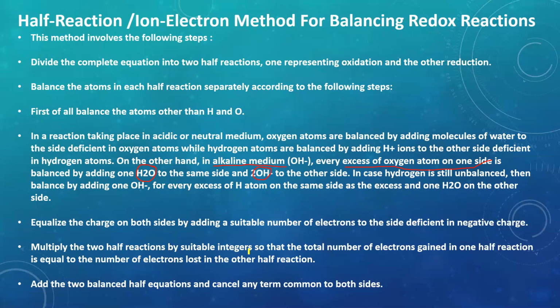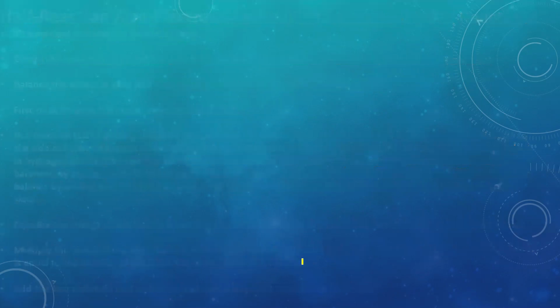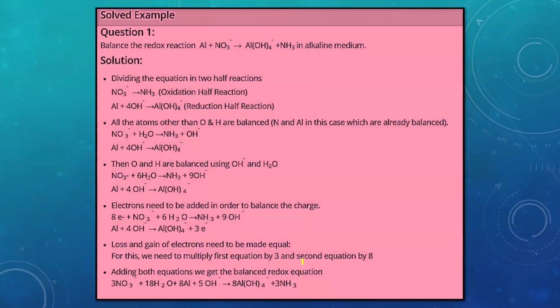Multiply the two half reactions by suitable integers so that the total number of electrons gained in one half reaction is equal to the number of electrons lost in the other half reaction. Add the two balanced half equations and cancel any term common to both the sides. So we will understand this by solving an example. Let's look into it so it will be more clear to you.